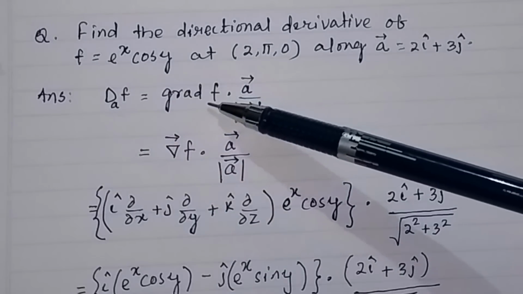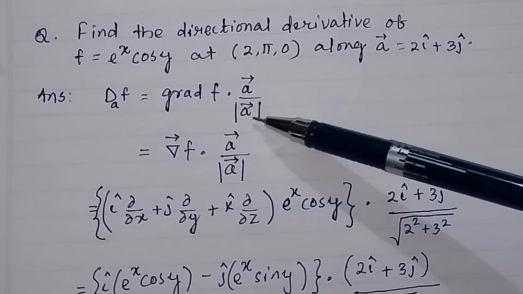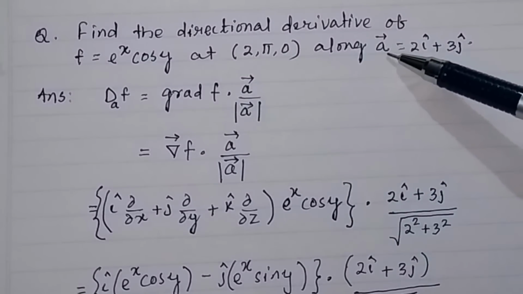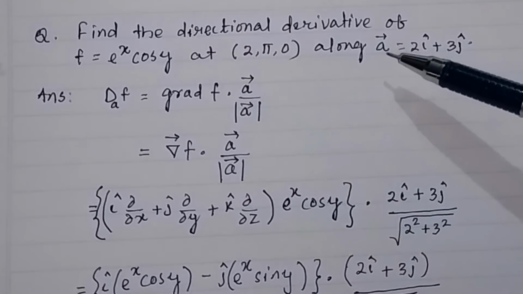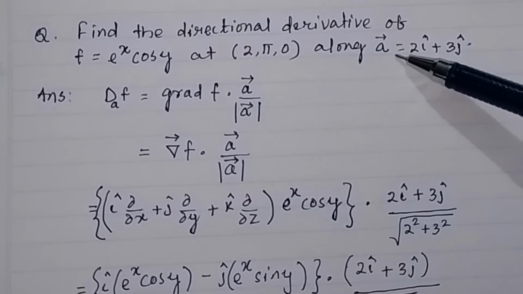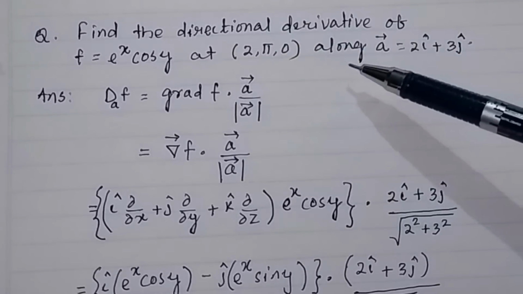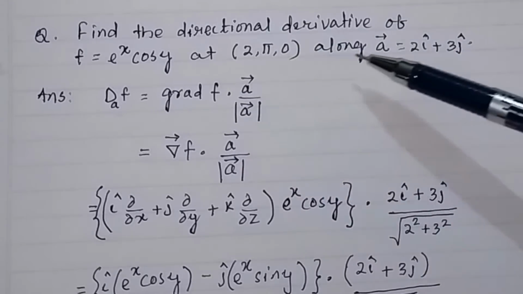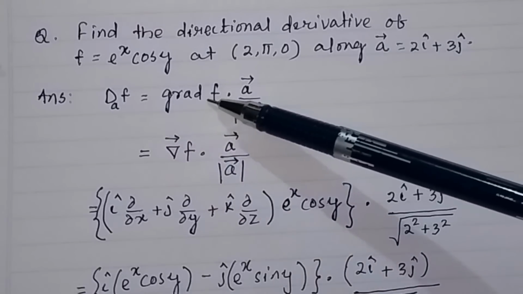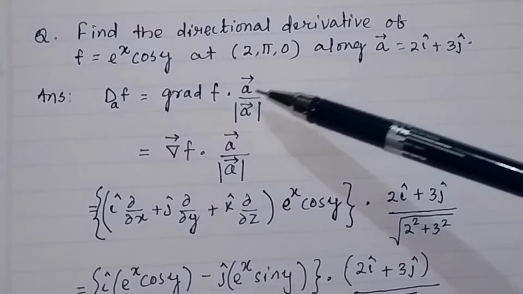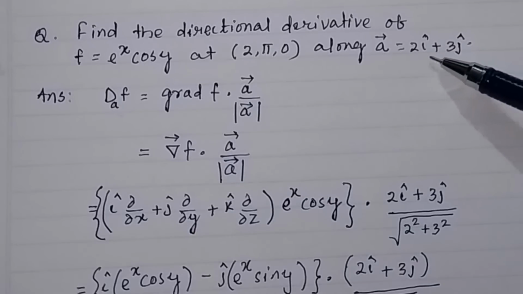So the gradient of this scalar function is dotted with the unit vector along the direction of a, because the vector a divided by the magnitude of a is the unit vector along the direction of a. So to find the directional derivative of a scalar function along a vector, we take the gradient of the scalar function dotted with the unit vector along the given vector.